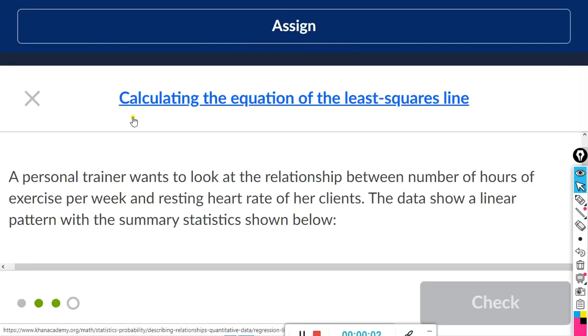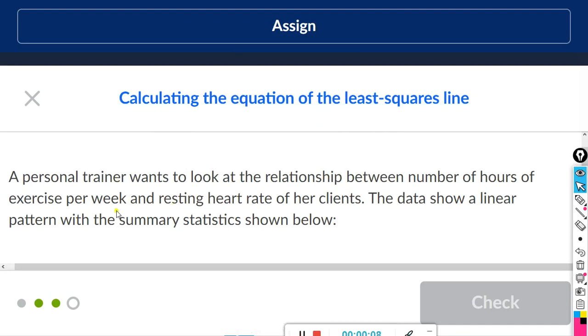This will be for the con assignment, calculating the equation of the least squares line. Okay, most of these you don't have to read the write-up. I'll just read this one. A personal trainer wants to look at the relationship between number of hours of exercise per week and resting heart rate of her clients. The data show a linear pattern with the summary statistics shown below.